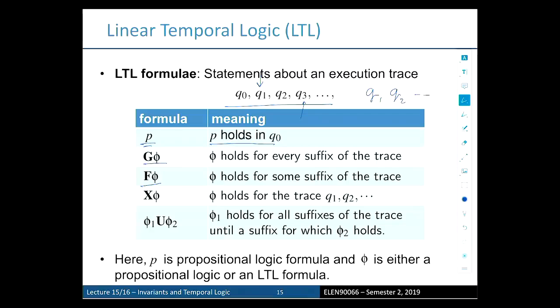Finally is a similar thing as well. It means there is at least one suffix that the proposition P holds for. So it means there is at least one element somewhere in the trace for which P holds. We're going to see examples of these briefly, but that's the idea.